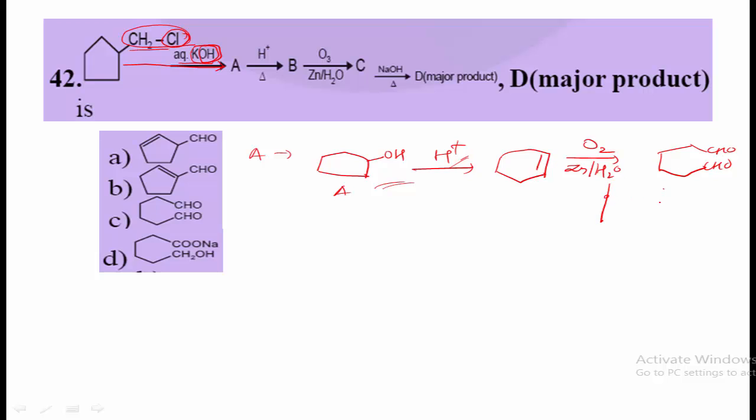And finally, upon treating with NaOH, it will undergo aldol condensation. Upon aldol condensation, it gives the product aldehyde. So this is the major product obtained during the reaction. So option B is the right answer.